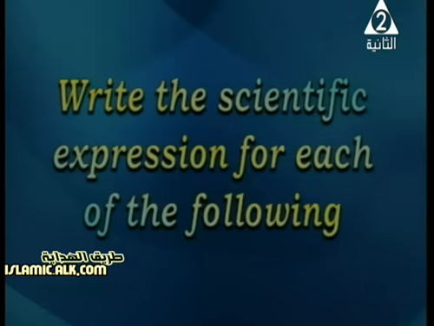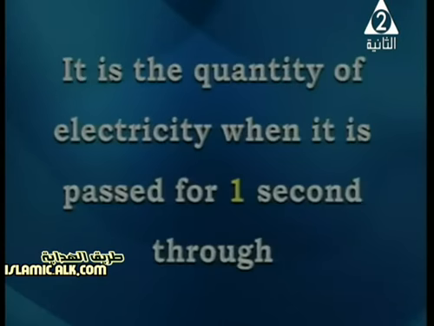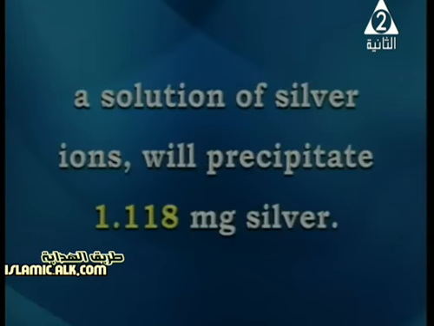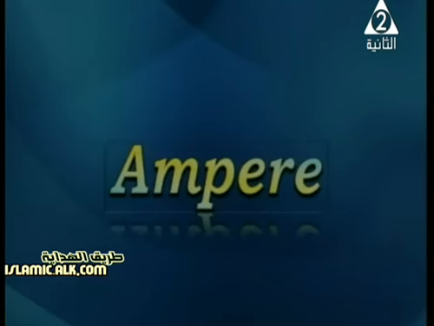Next type of questions. Write the scientific expression for each of the following. It is the quantity of electricity when it is passed for 1 second through a solution of silver ions that will precipitate 1.118 milligram silver. Yes, if you think about it, my dear student, the answer will be ampere.